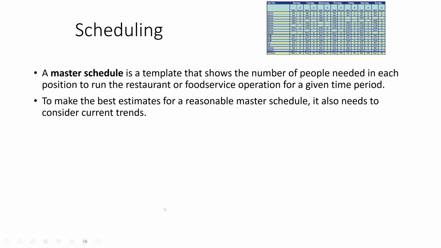To make the best estimates for a reasonable master schedule, it also needs to consider current trends, things that are happening. Maybe those 85 customers, maybe it's bad weather, so we need to cut that down and maybe send people home because we're just not getting the population we expected.